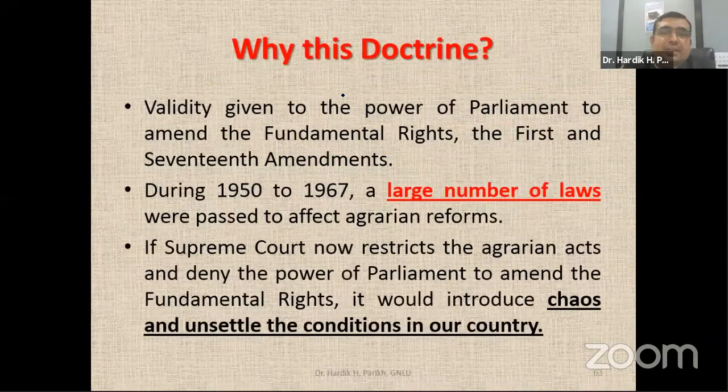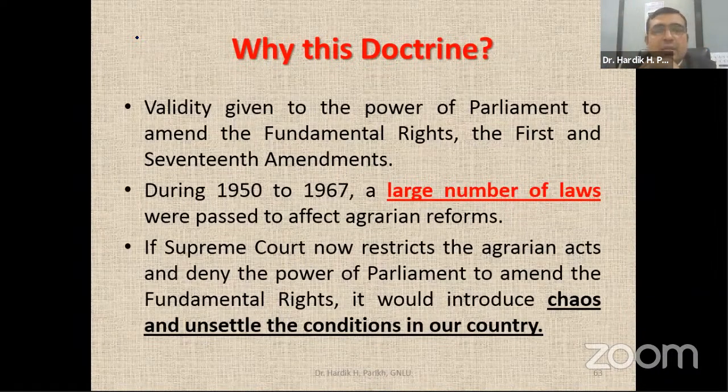Now, why this doctrine? Students always keep asking the question, sir, what is the reason? What is the justification? Why did the court not accept that the activity of the government which took place with the Henry brothers was also not valid? This is the reason available. See, there is always a reasonable justification.